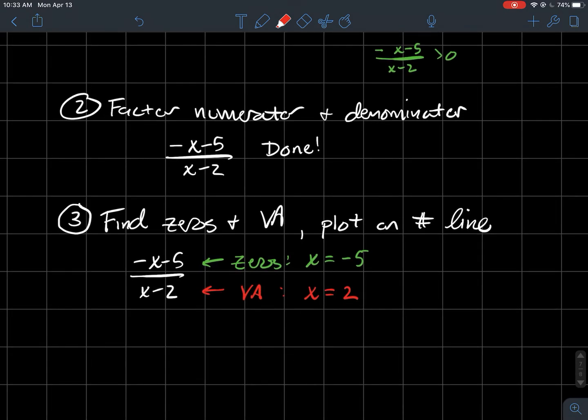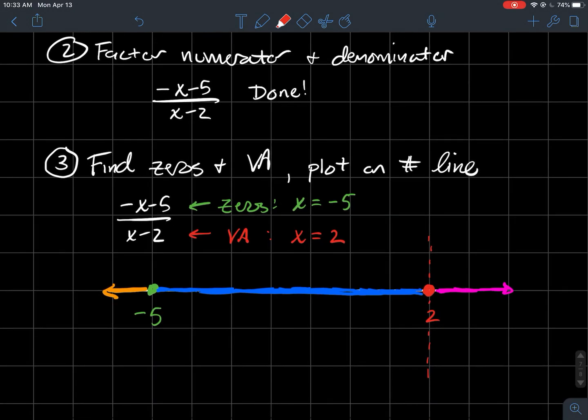Remember that a vertical asymptote is saying that it does not make sense to plug that x value into this rational function. You'd be dividing by 0, and that's one of the few things you're never allowed to do in life. So I'll plot that information on this number line, and similar to the last video's example, that just splits the number line into 3 different pieces: the orange piece, the blue piece, and the pink piece.